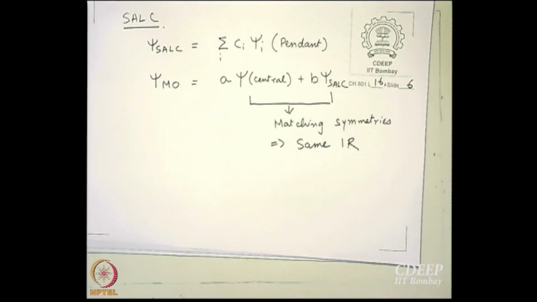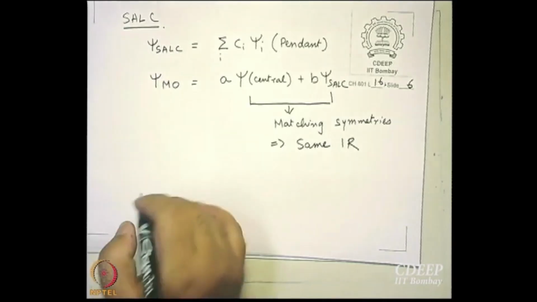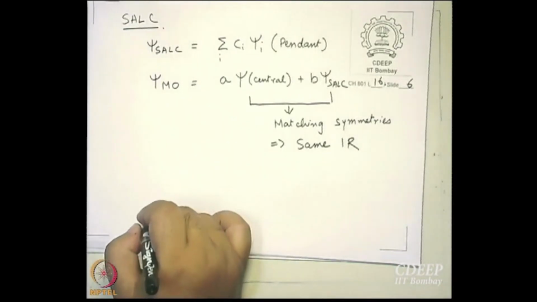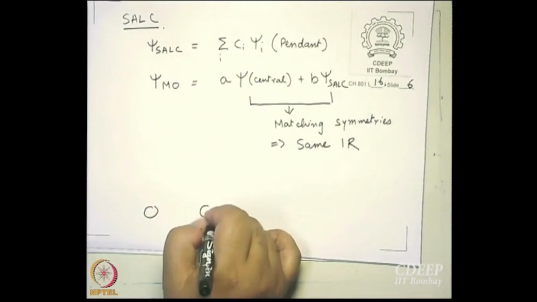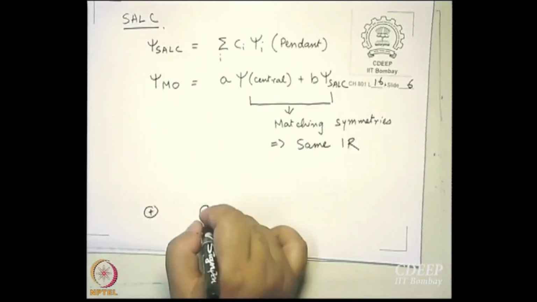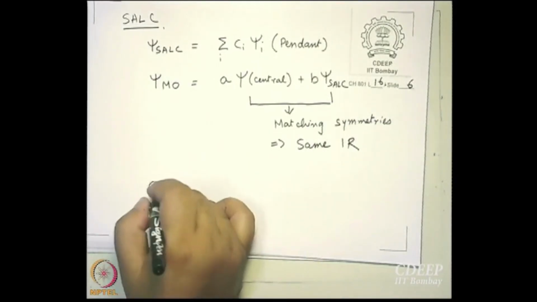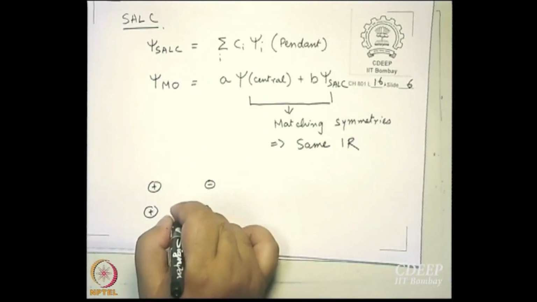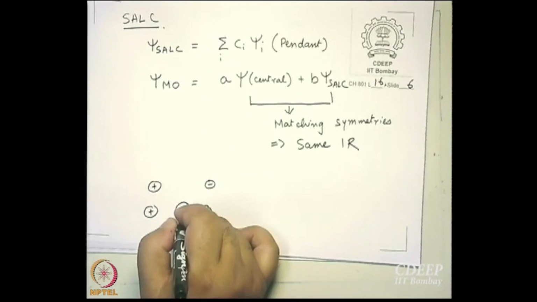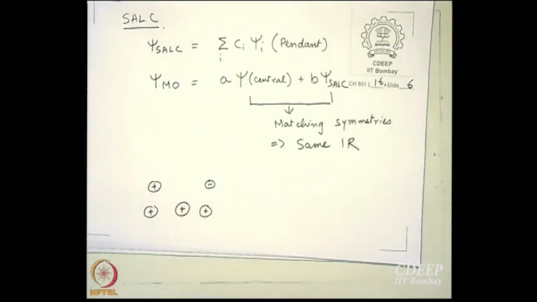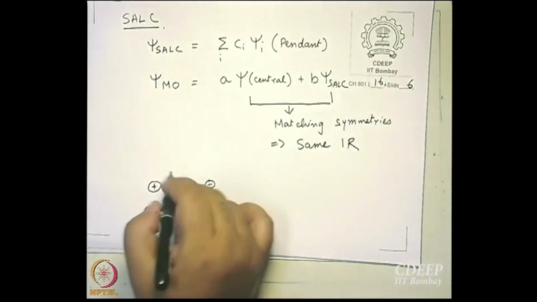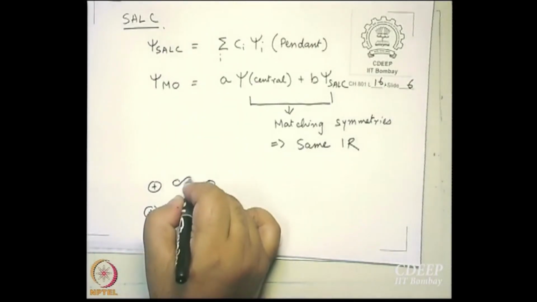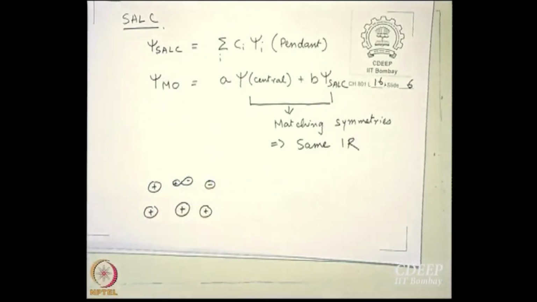Okay. So we said that, and then what we said was, first of all I am going to take these linear combinations. Plus plus is one and plus minus is another one. 2s of beryllium has the right symmetry for this plus plus combination. 2p of beryllium has the right symmetry for the plus minus combination.